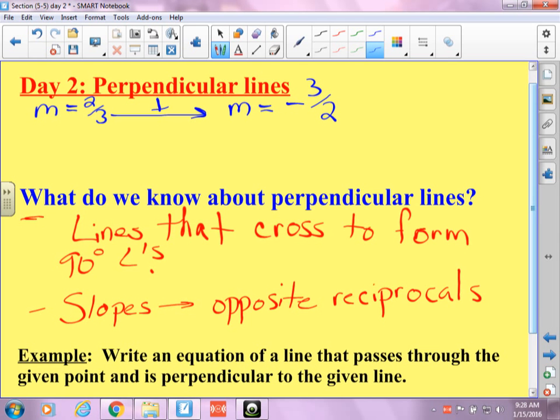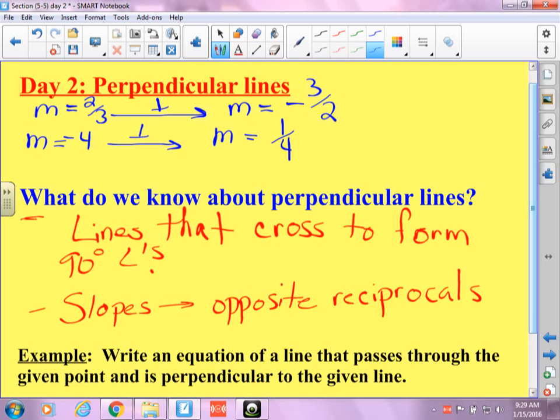So what you're going to do is take your fraction. If it's positive, it's going to be negative. If it's negative, it's going to be positive, and you flip it. So you do two things with it. Another example, let's say m equals -4. If I'm going to do perpendicular, first of all, this is negative, so my new slope is going to be positive, and rather than 4, it's going to be 1/4. I'm going to flip it, so it's 1/4.